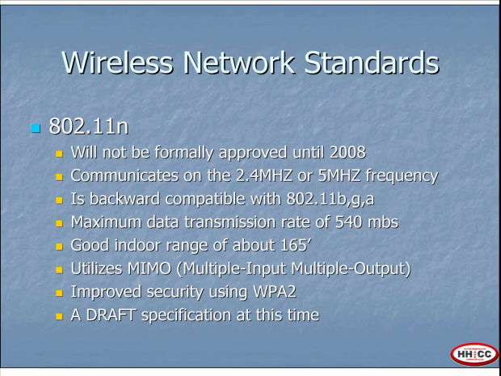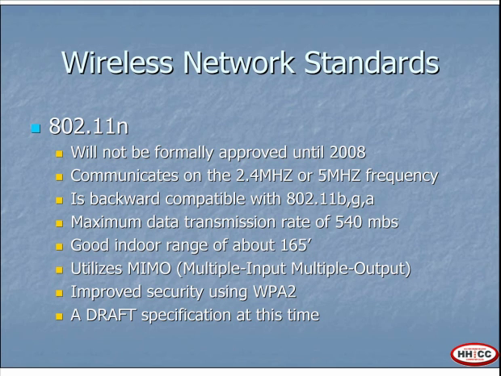802.11n is the new protocol being proposed. It will not be formally approved until 2008. It communicates on the 2.4 gigahertz or the 5 gigahertz frequency. It's backward compatible with 802.11b, g, and a. Its maximum data transmission rate is 540 megabits a second. It has good indoor range of about 165 feet.